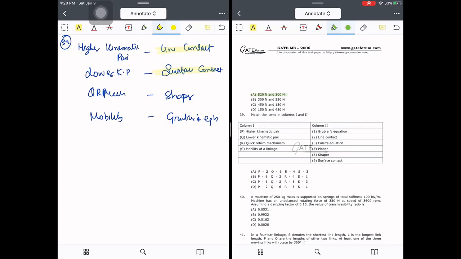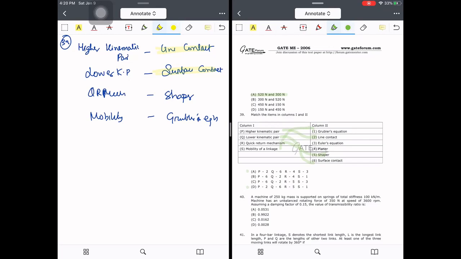There are many pairs which make a point contact. Then lower kinematic pair must be surface contact, like any sliding pair. Now quick return mechanism is in shaper, planar. These have a quick return mechanism. And mobility is related to Grubler's equation, that is 3 into n minus 1 minus 2j minus h, the degrees of freedom. So higher kinematic pair is a line, lower kinematic pair is surface contact. Option A or option D.